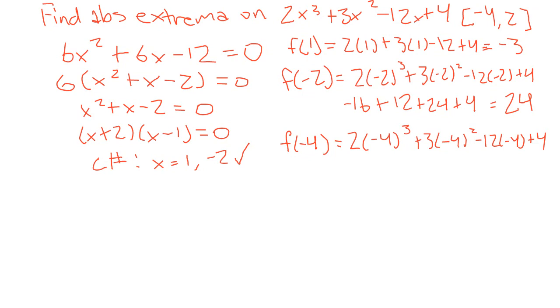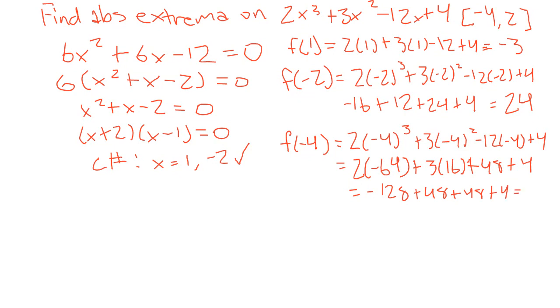All right, so right here we get 2 times negative 64 plus 3 times 16 plus 48 plus 4, which breaks down further into negative 128 plus 48 plus 48 plus 4, which is equal to negative 28.